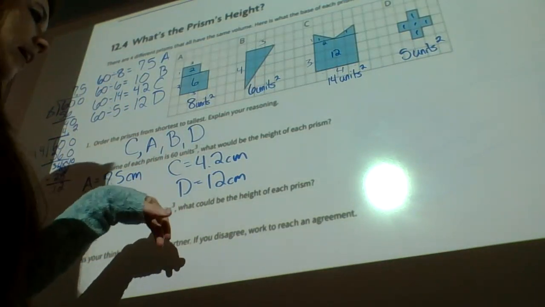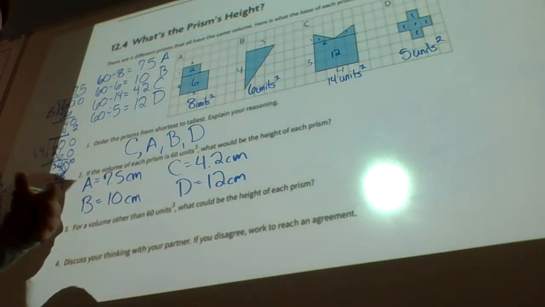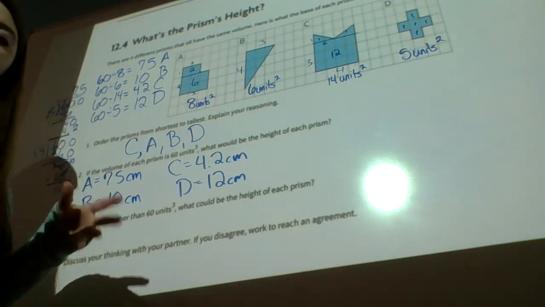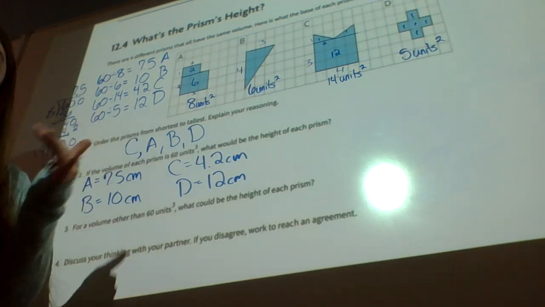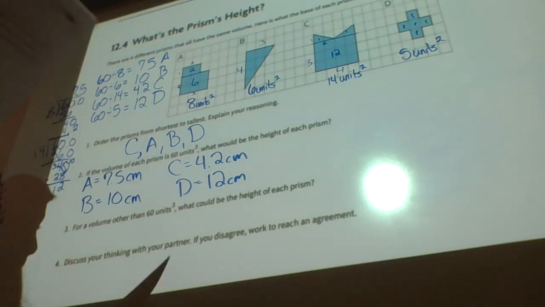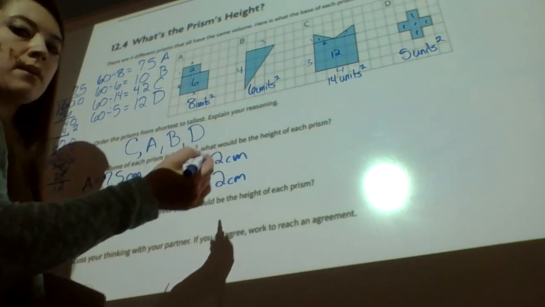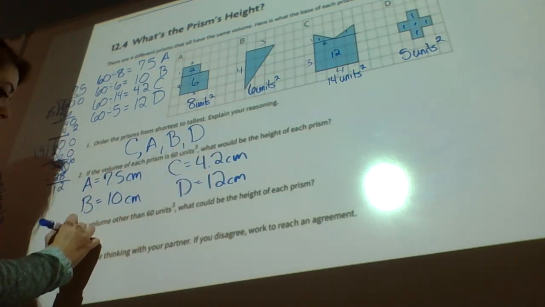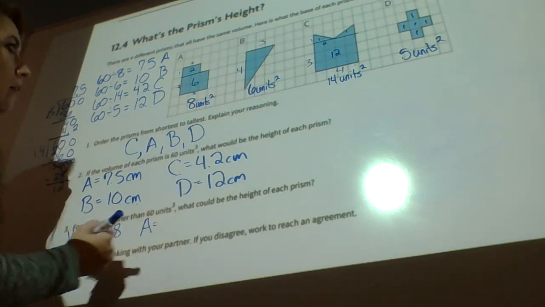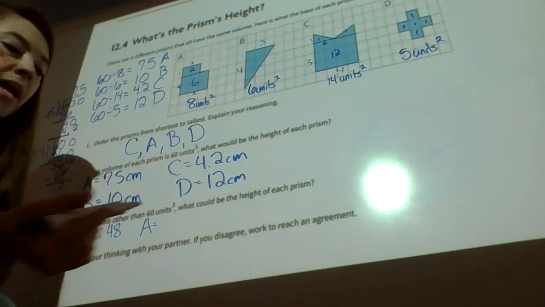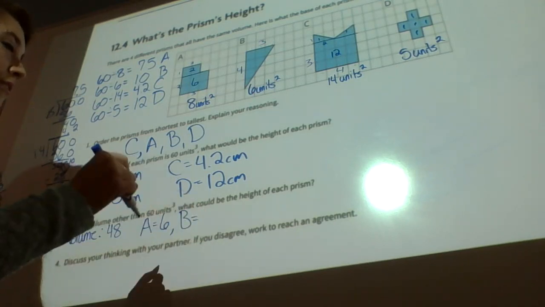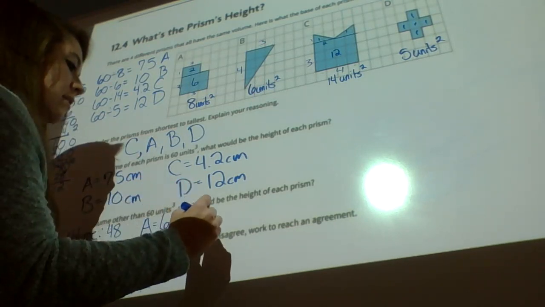So for a volume other than 60 units cubed, what could be the height of each prism? Well, for this, it just depends on what we make the volume. So it's all about taking some volume and dividing it by each of these values. So let's say the volume is 48. A, which remember was 8 units. 48 divided by 8 is going to give us 6. For B, it was 6, so 48 divided by 6 is going to give us 8.